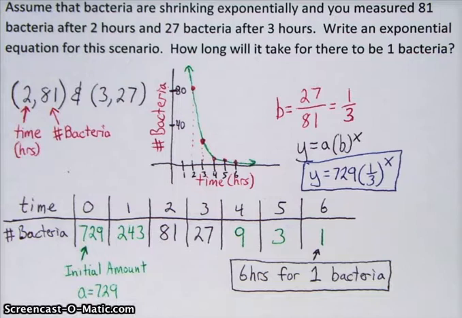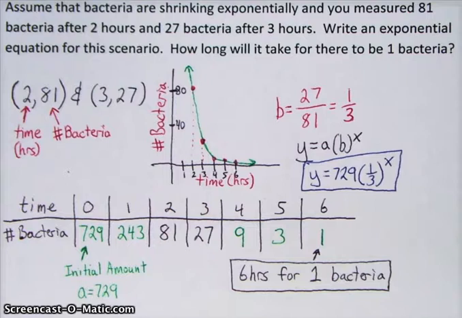Y equals AB to the x. That's called an exponential growth equation, or decay. This one is a decay, actually. Now, let's start off with, okay, if we know these two values, what I do is I make a table. I do time versus number of bacteria. And then I put 2, 81 right here and 3, 27 right there.